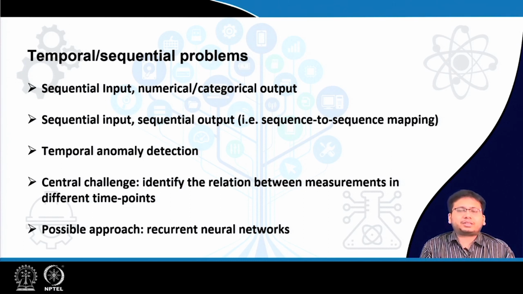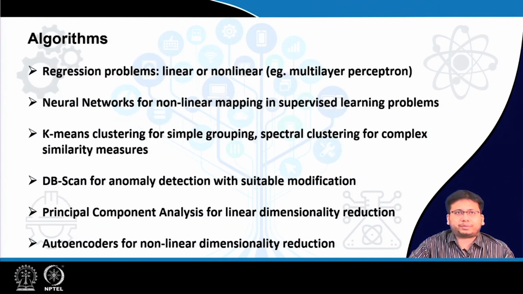Just like the spatial case, in this case also the central challenge is to identify the relations between the measurements at different time points. And one possible approach to do that is the recurrent neural networks, which try to store the previous observations in some kind of hidden structure, and try to predict the future values based on those previous values using some kind of complex mapping.